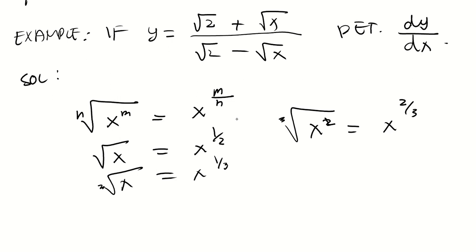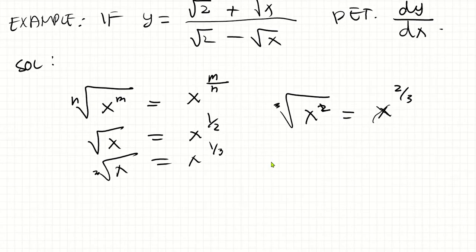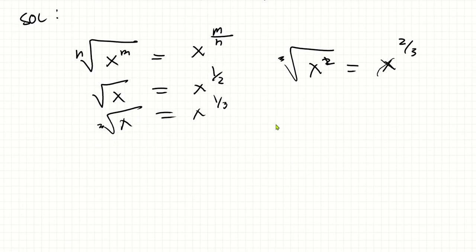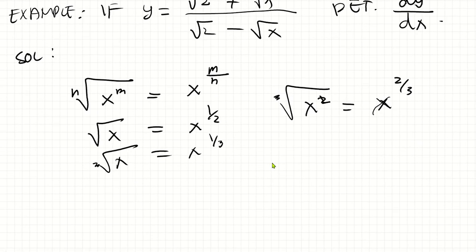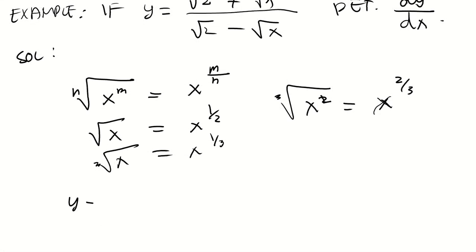So remember, don't be afraid when taking the derivative of a square root or a radical function, because you can always convert them into exponential form, just like this one. Then you can now apply the power rule. So it's the same rule again. So let's try to solve this one. y equals the square root of 2 plus the square root of x, all over the square root of 2 minus the square root of x.